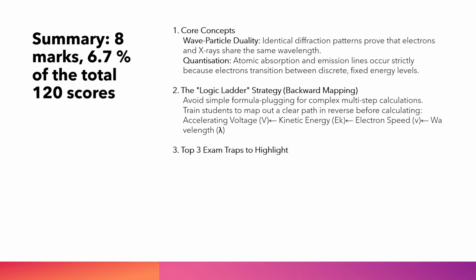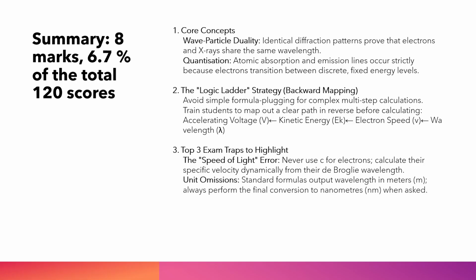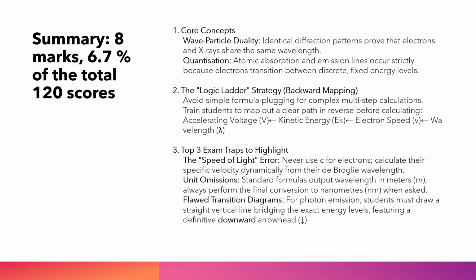Three, top 3 exam traps to highlight. The speed of light error. Never use c for electrons. Calculate their specific velocity dynamically from their de Broglie wavelength. Unit omissions. Standard formulas output wavelength in meters, m. Always perform the final conversion to nanometers, nm, when asked. Flawed transition diagrams. For photon emission, students must draw a straight vertical line bridging the exact energy levels, featuring a definitive downward arrowhead.